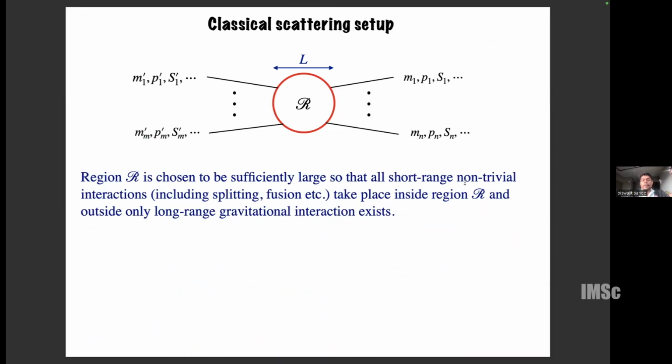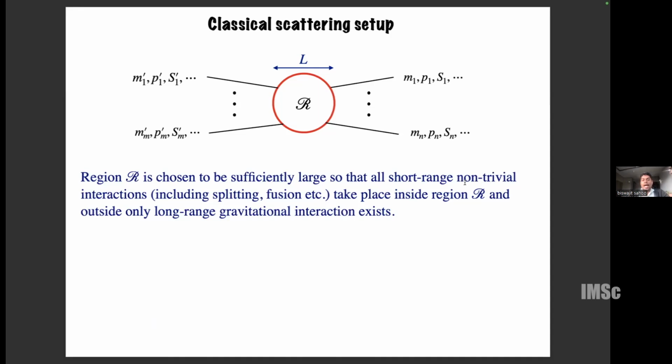Say some m number of objects are coming in, which have some mass m prime, momentum p prime, spin s prime. Due to their size, there will obviously be some higher multipole moments, like quadrupoles, and there could be some Love numbers. So all this information is there, and those are the objects which are coming in, going through some complicated interactions in some region R, and then finally dispersing into n number of objects with mass denoted by m, momentum p, spin s, and higher multipole moments.